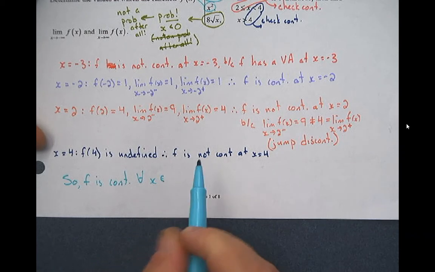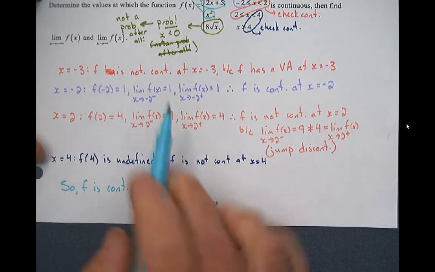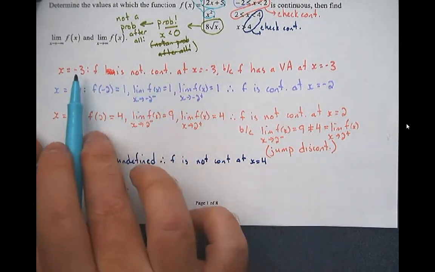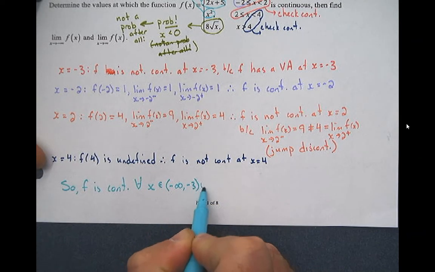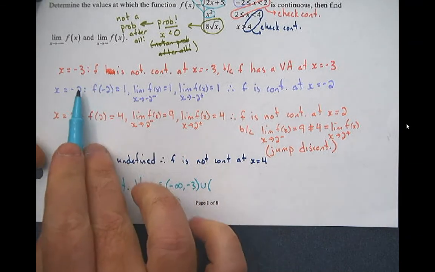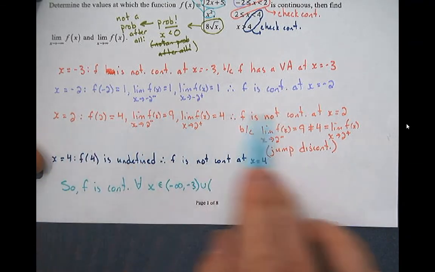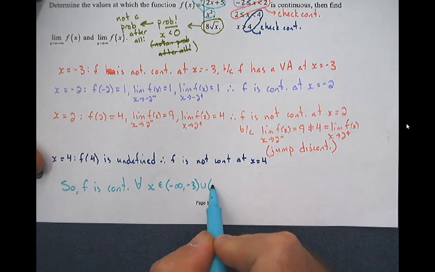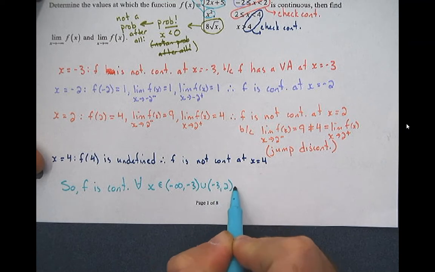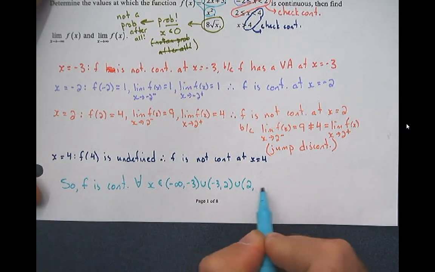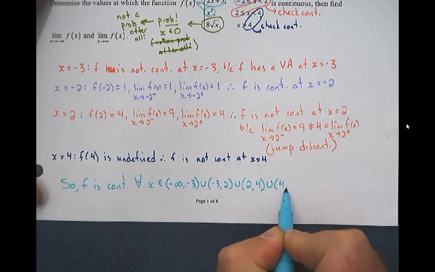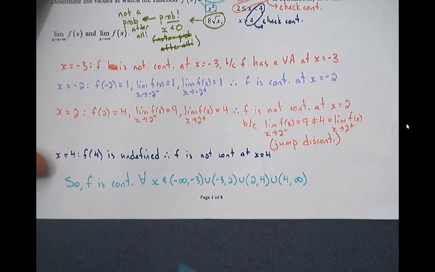For all x that are an element of, so where's our discontinuity? Our first discontinuity is at -3, so from -infinity to -3. Union, -2 is continuous. 2 is not continuous, so from -3 until 2. Union, and then 4 is not continuous. 2 until 4. Union, 4 until infinity.